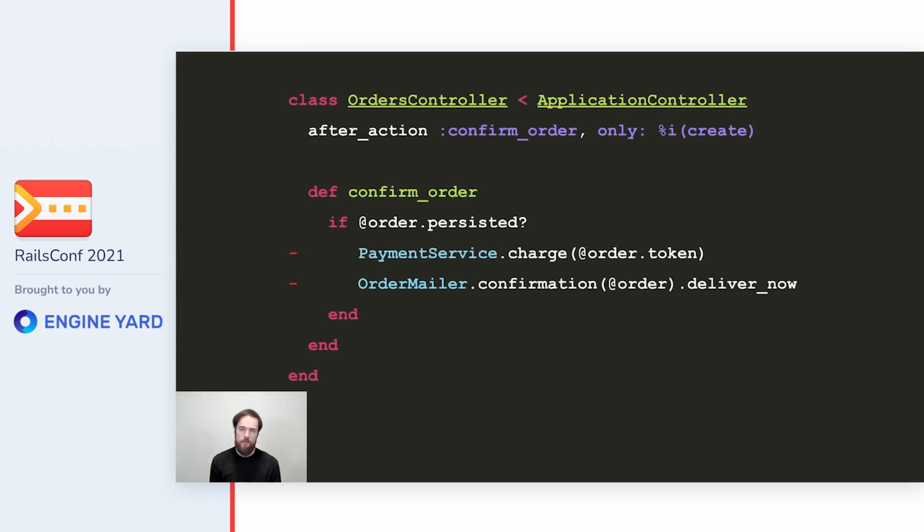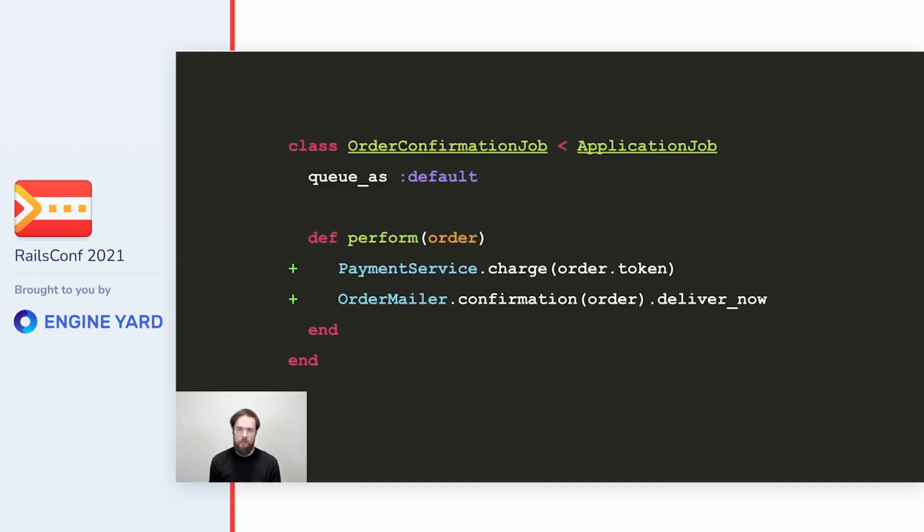For expensive or time-consuming operations we can't optimize like these, we can use ActiveJob. That allows us to move this logic over to a job class. The order confirmation job encapsulates payment capture and mailing work, so we can treat it as a single entity. Jobs can be worked on asynchronously in development or pushed to another worker process in production.